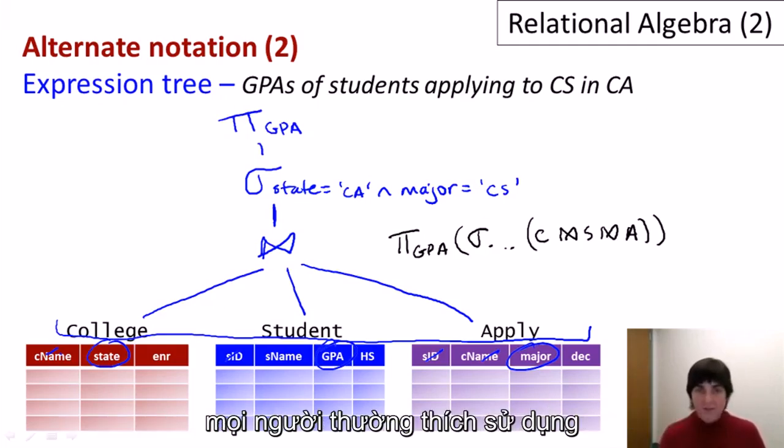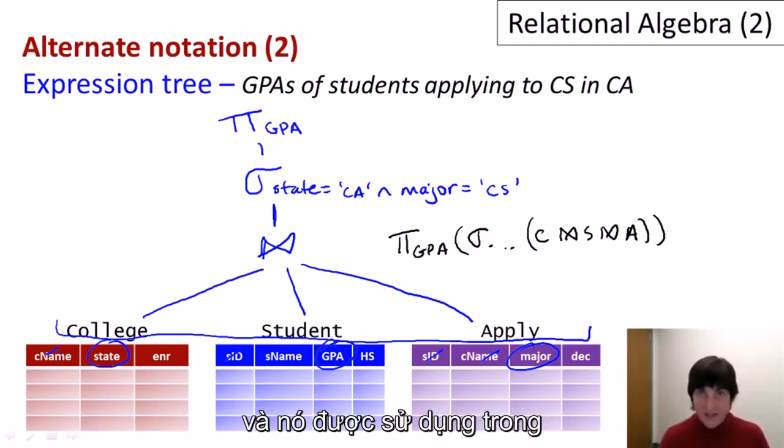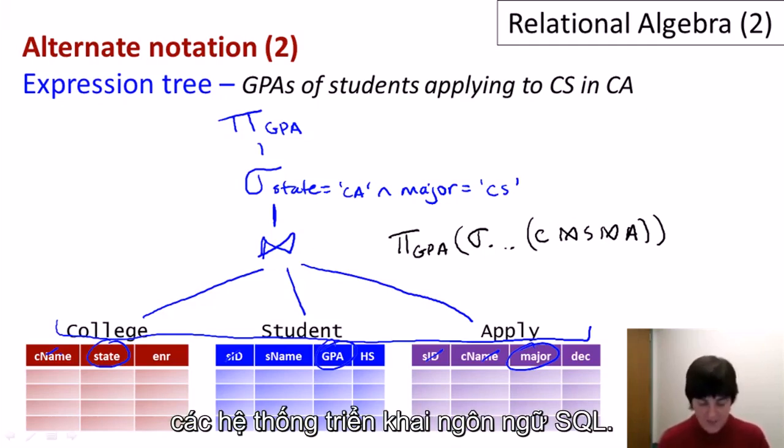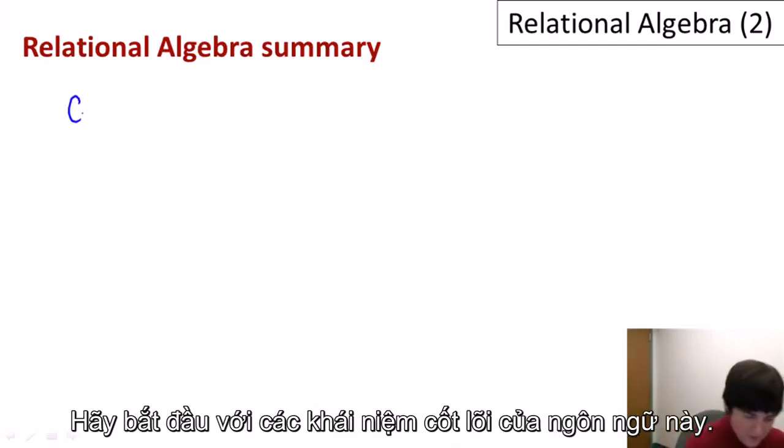But again, people often like to use the tree notation because it does allow you to visualize the structure of the expression, and it is used inside implementations of the SQL language. Let me finish up by summarizing relational algebra. Let's start with the core constructs of the language.